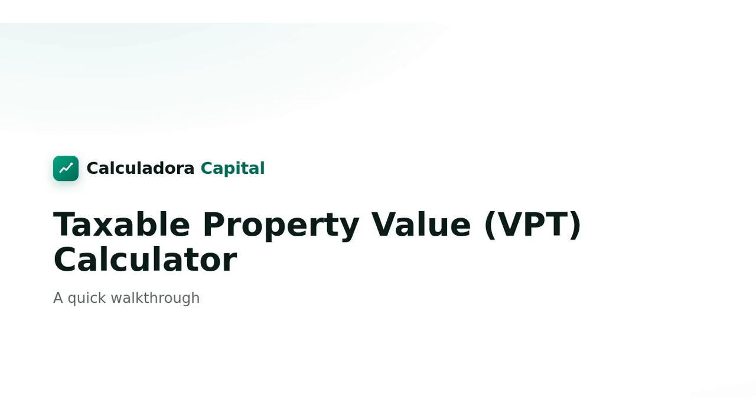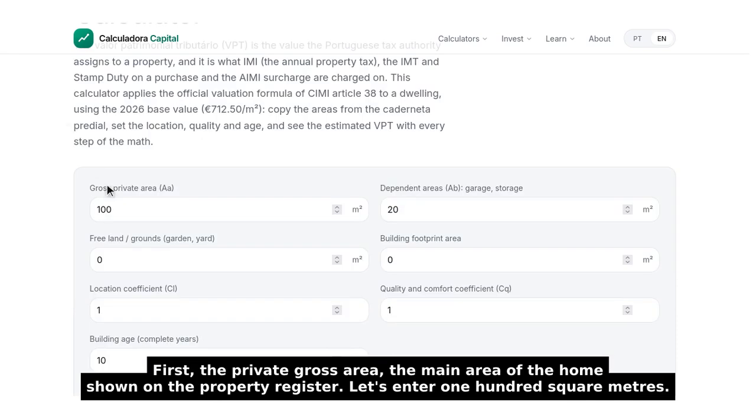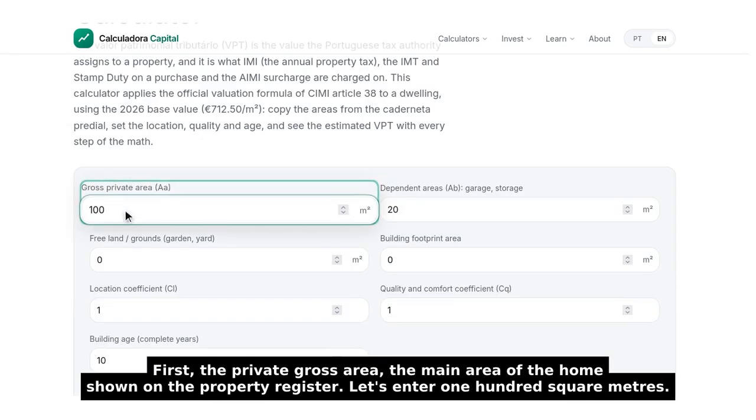Let's walk through the Taxable Property Value Calculator, the VPT. This is the fiscal value of a home in Portugal, the base that IMI and other property taxes are charged on. And it comes from a fixed legal formula. First, the private gross area, the main area of the home shown on the property register.